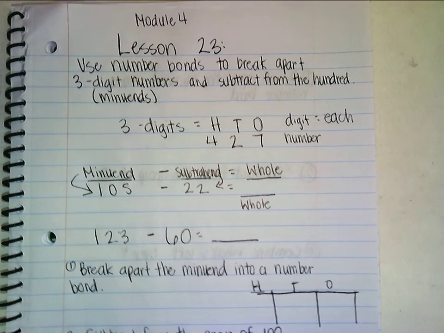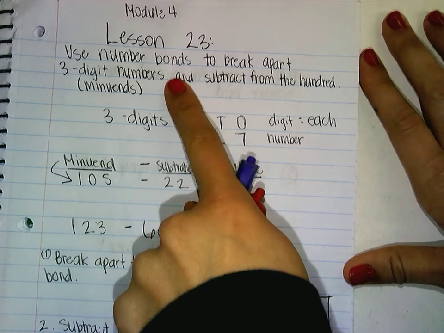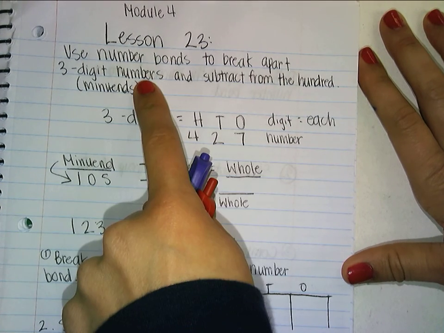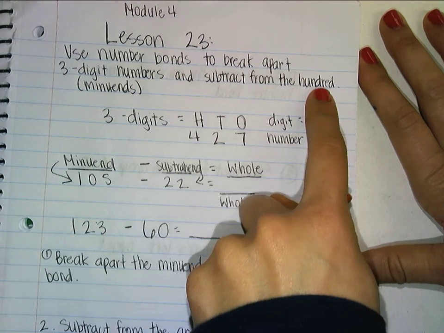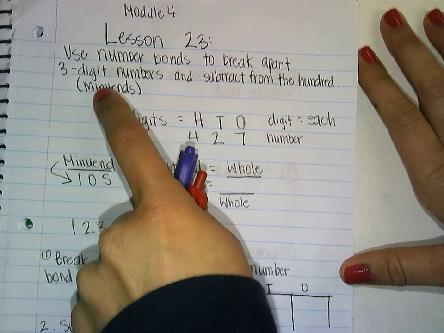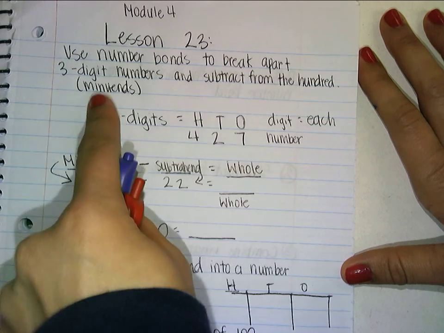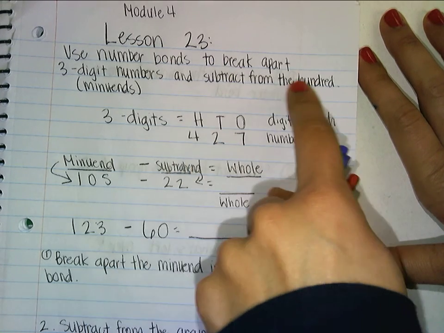Hi class, today you're on Module 4, Lesson 23. So today you're going to use number bonds to break apart 3-digit numbers and subtract from the 100. The 3-digit number that you're going to be breaking apart is the minuend. So you're going to use number bonds to break apart minuends and subtract from the 100.